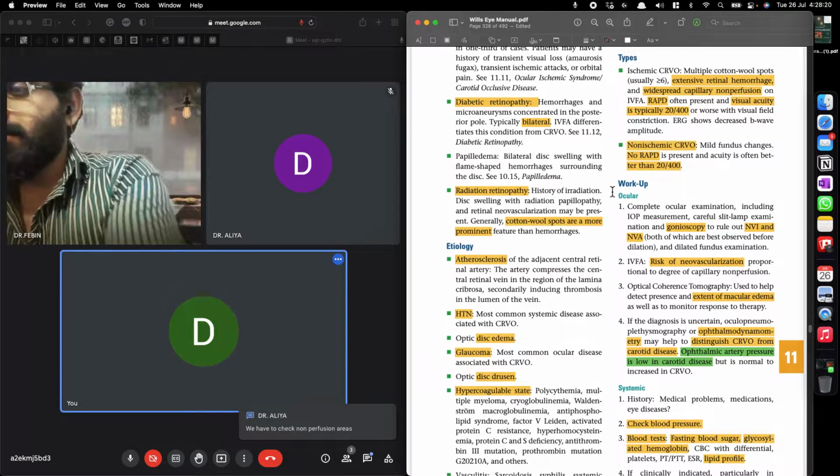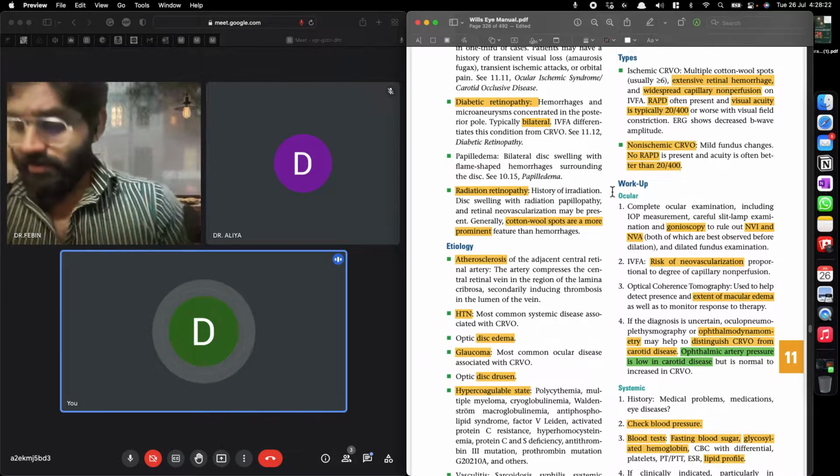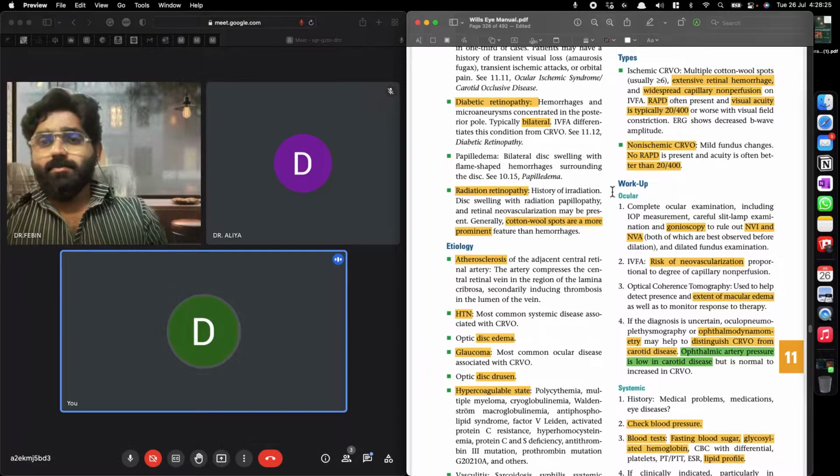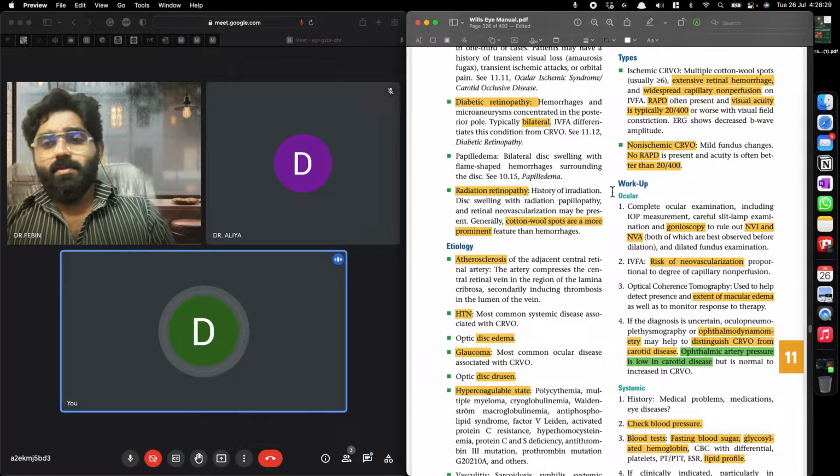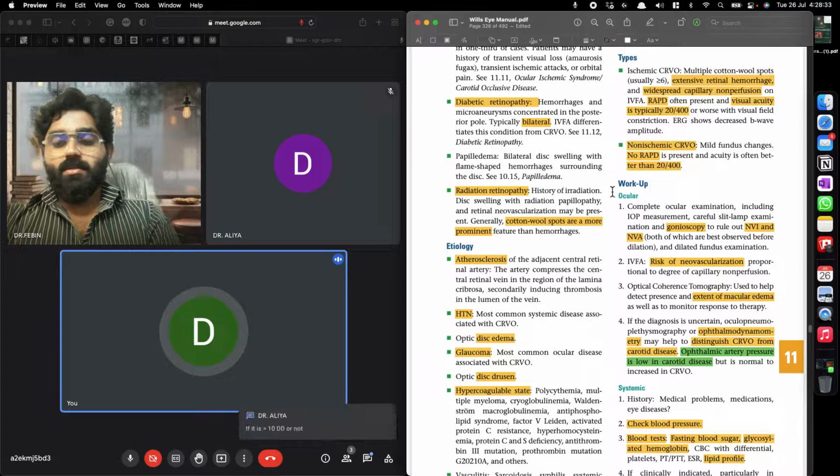Okay, no problem. So Alia said initially that FFA we would like to do. FFA is the correct answer. It's the best test you could perform in a CRVO, not the first test. Let's make the differentiation. So why would we perform the FFA, Febin?